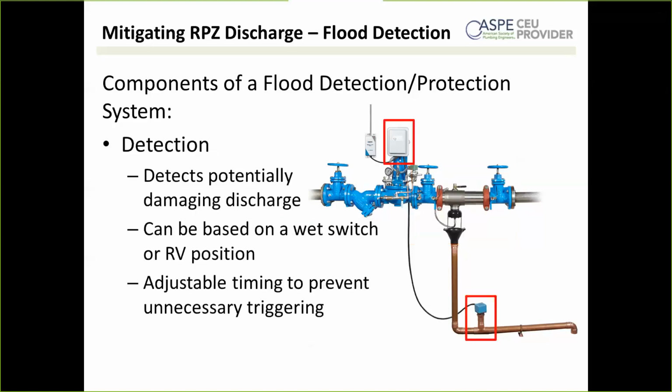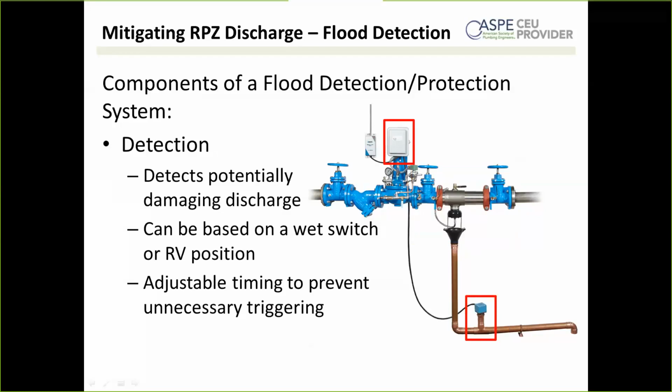Let's talk about detection. This is the first kind of new component in these detection and protection systems. This is what's going to tell you that something is wrong and that you have a potential flood on your hands. There's a couple different ways this can be accomplished. The first way is the way this system on the screen is set up. It's a wet switch that's down here on the bottom right. You can see it's on that T on the discharge line.